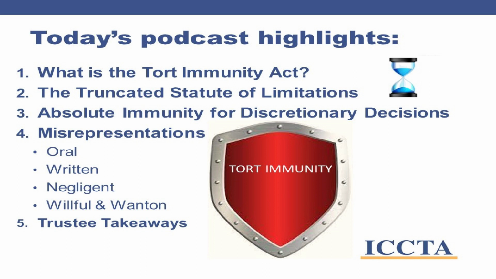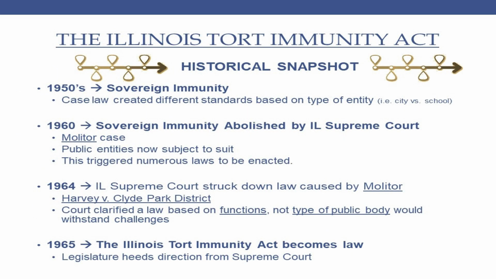Next, we're going to talk about discretionary decisions and the absolute immunity afforded for those discretionary decisions under Section 2-201 of the Tort Immunity Act. And after that, we will talk about misrepresentations and what immunity applies to statements or communications from you, your board, or your college. You will learn there are different rules that apply depending on if the statement is oral or written and whether it was negligent or intentional. And lastly, as always, we will circle back and hit the main trustee takeaways from today's podcast. So let's dive into all of that now.